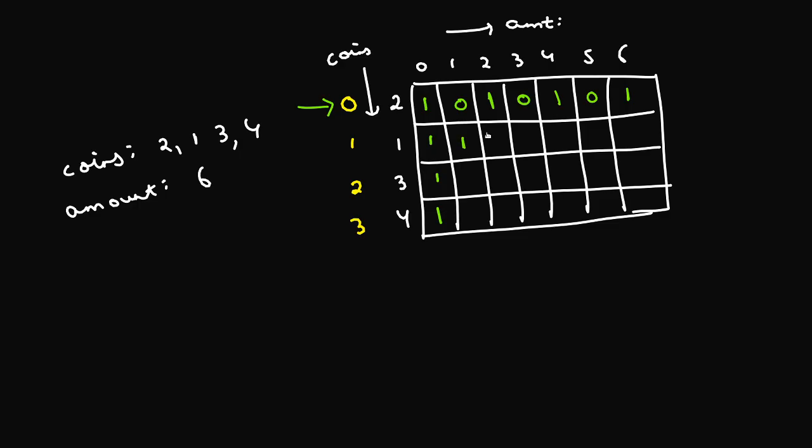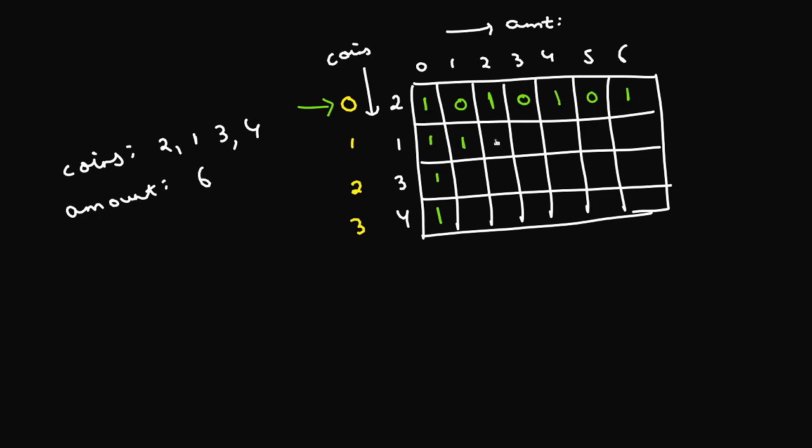I would really recommend you to pause the video and try to fill all the values, at least for this particular row, using the same logic, which is you either use the coin of denomination 1 or you don't use the coin of denomination 1. So we'll just try to fill all the values quickly.